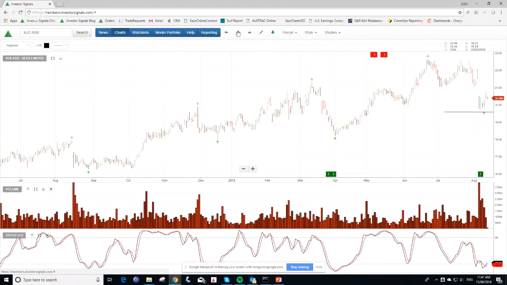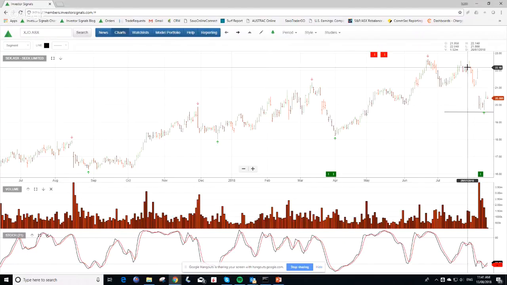Moving through a couple of these names. SEEK disappointed the market a little. The market was looking for 20% earnings growth. SEEK delivered flat earnings. Now the company points to the reason that is they continue to invest in the business for future years, and the market received that reasonably well.